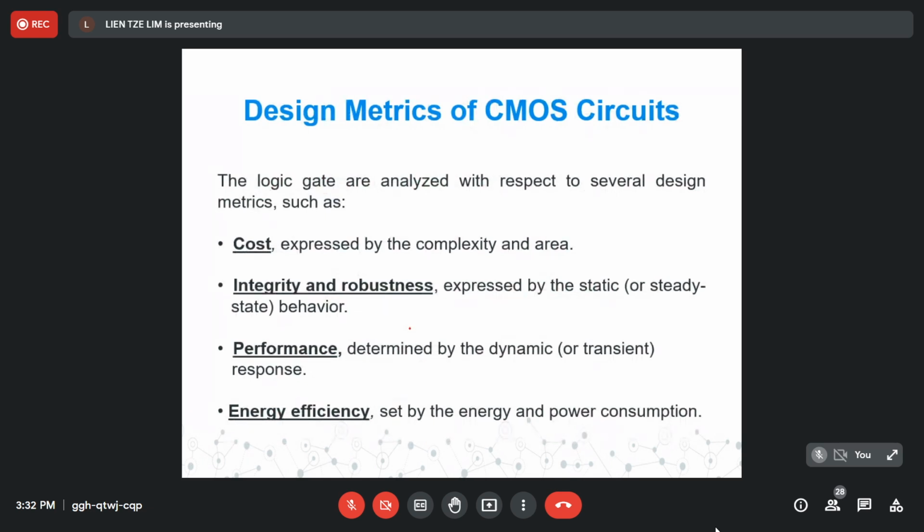Design merit of a CMOS circuit. The logic gates are analyzed with respect to several design merits, such as cost, integrity and robustness, performance, and energy efficiency. All these are the evaluation merits when we want to evaluate a CMOS circuit. This slide is the last for today's presentation.